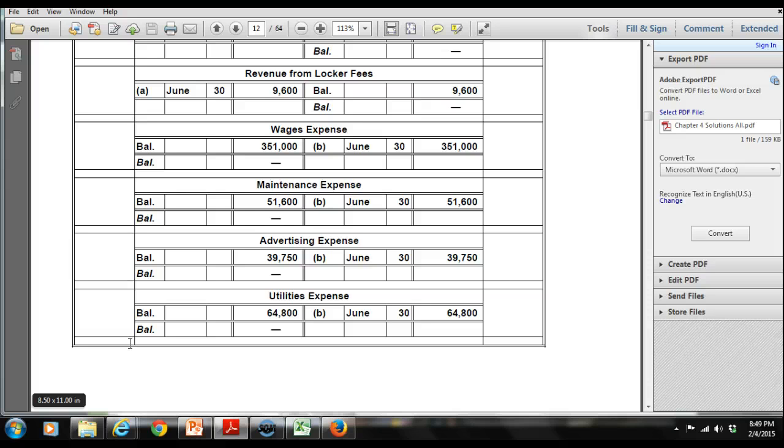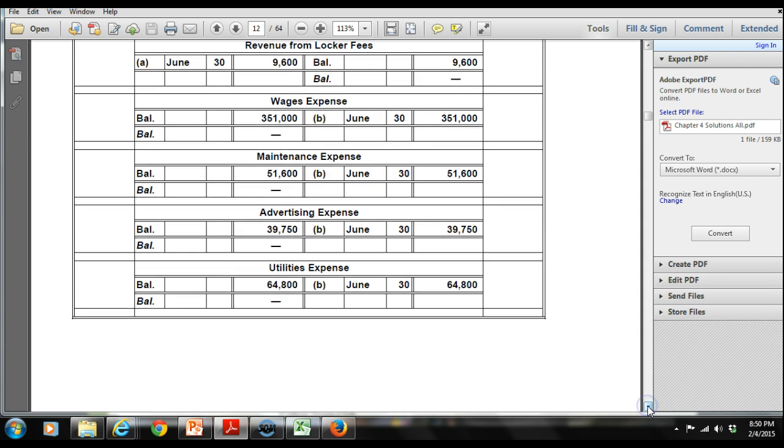So go through each one of those and zero them out. Basically what happens is we will credit wages expense for $351,000. Make sure we do a B entry, the closing entry, label it B, June 30th. We will credit maintenance expense for $51,600, labeled B. The same with advertising expense will be a credit of $39,750.